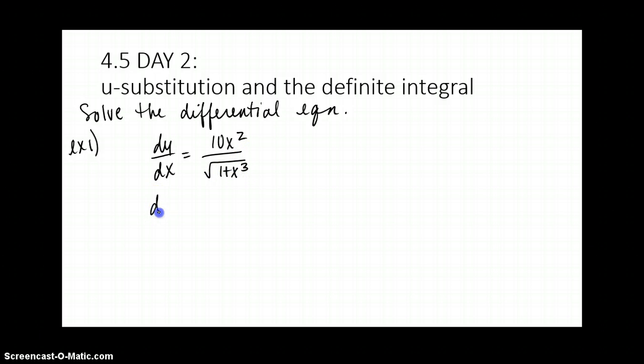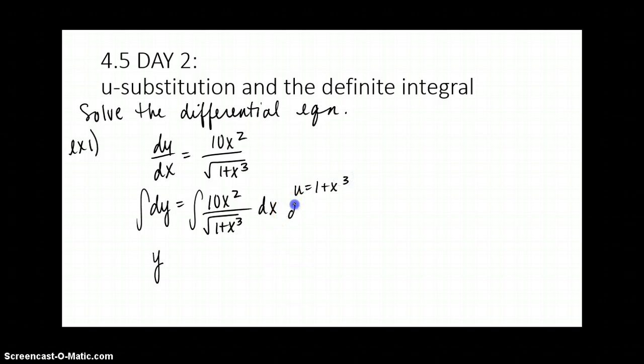first thing we have to do is separate the variables. So we multiply both sides by dx, and then we integrate both sides. Antiderivative of dy would be y. Over here, u is equal to 1 plus x cubed. Du is 3x squared dx. Solving this equation for dx.